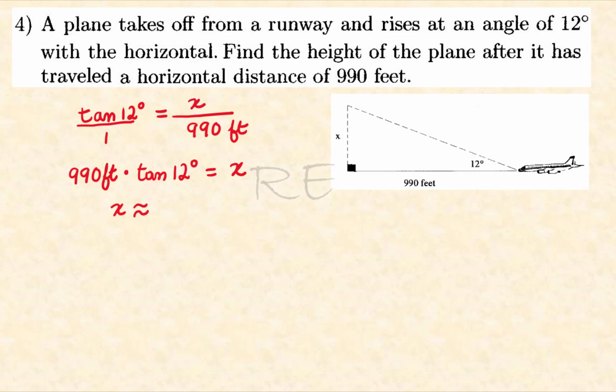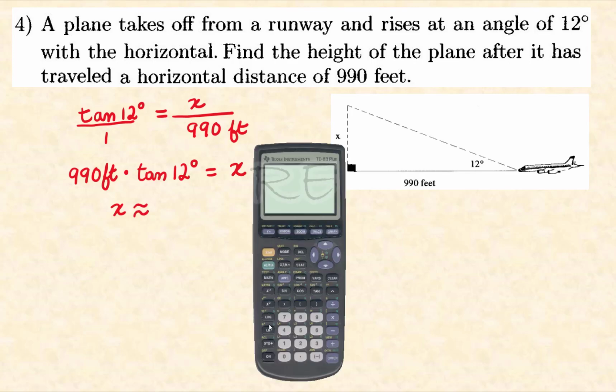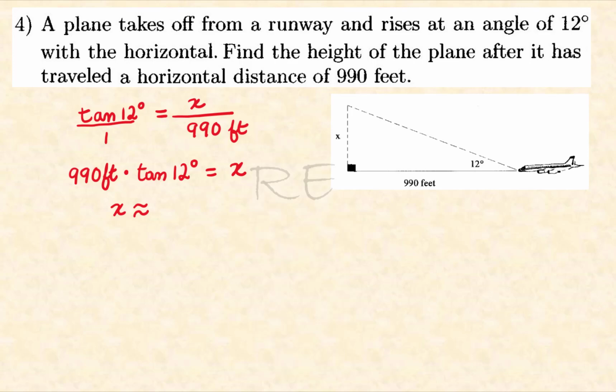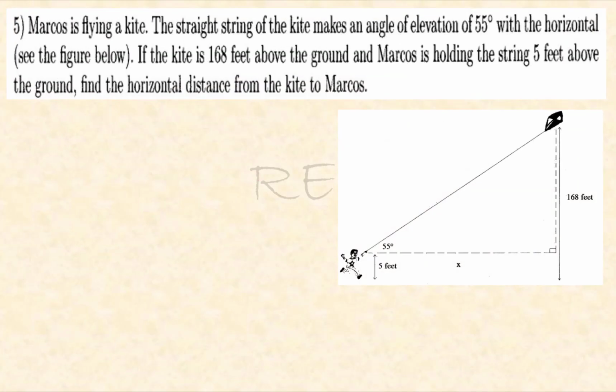So x is approximately 990 times tangent 12 degrees. We get 210.43. So it's approximately 210 feet. The height of the plane is approximately 210 feet.